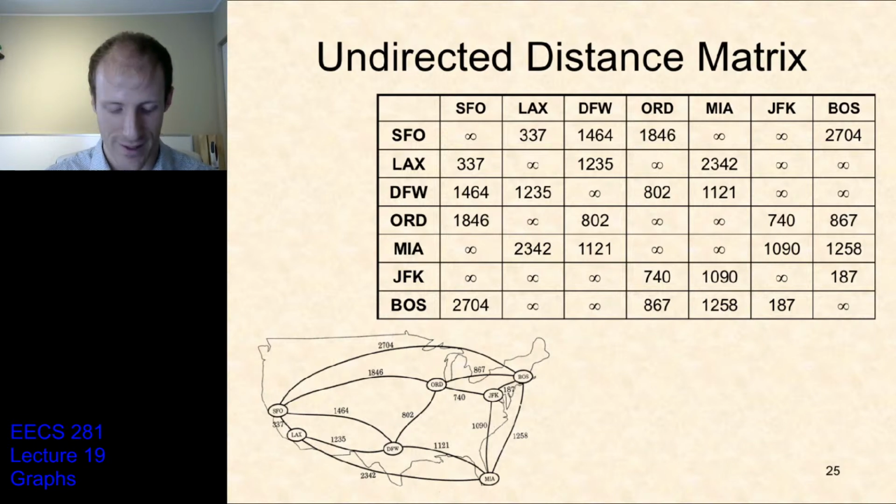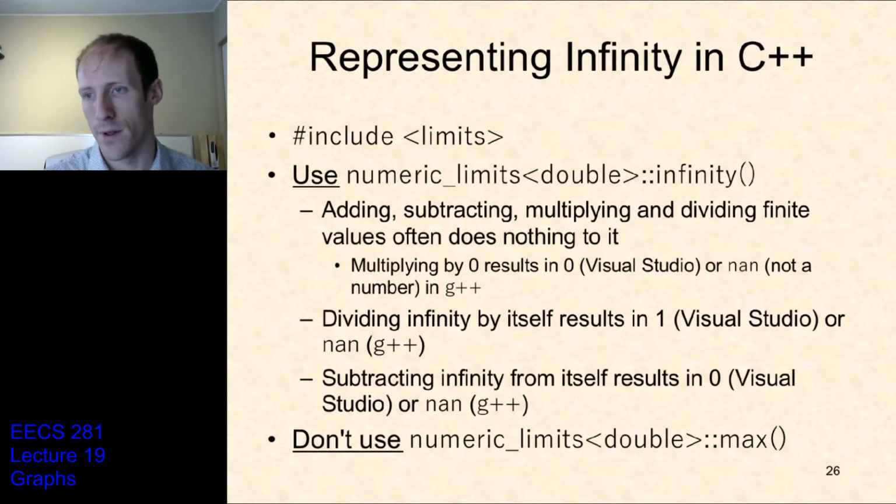And I see a question in the chat: what would infinity actually be? The max int value? Yes, it depends on what you're doing, right? So if you know that all your distances are positive, you might use a negative value to mark no connection. If you know that all your distances are less than some amount, maybe int max would be a good choice. If you're using doubles to represent your distance, you can use numeric limits double infinity, which is defined in the limits header in C++.